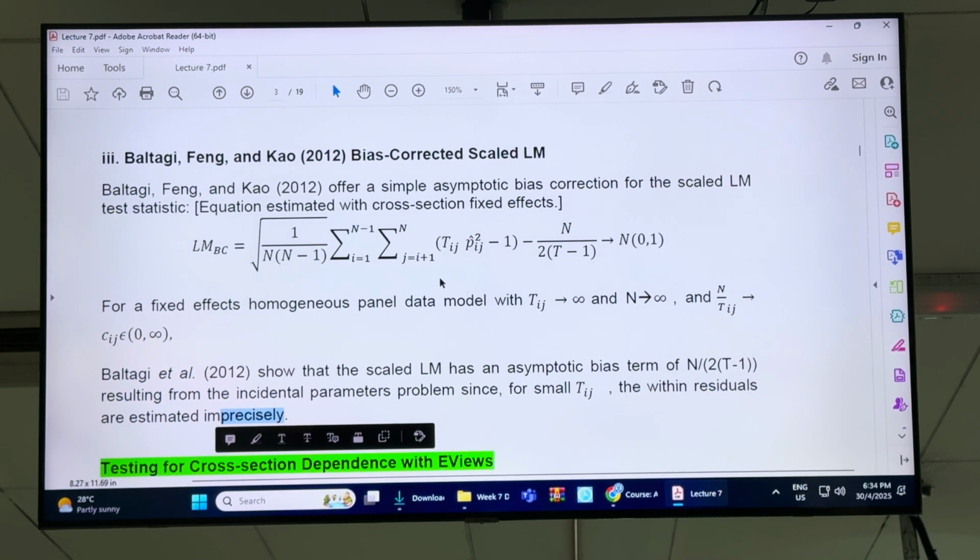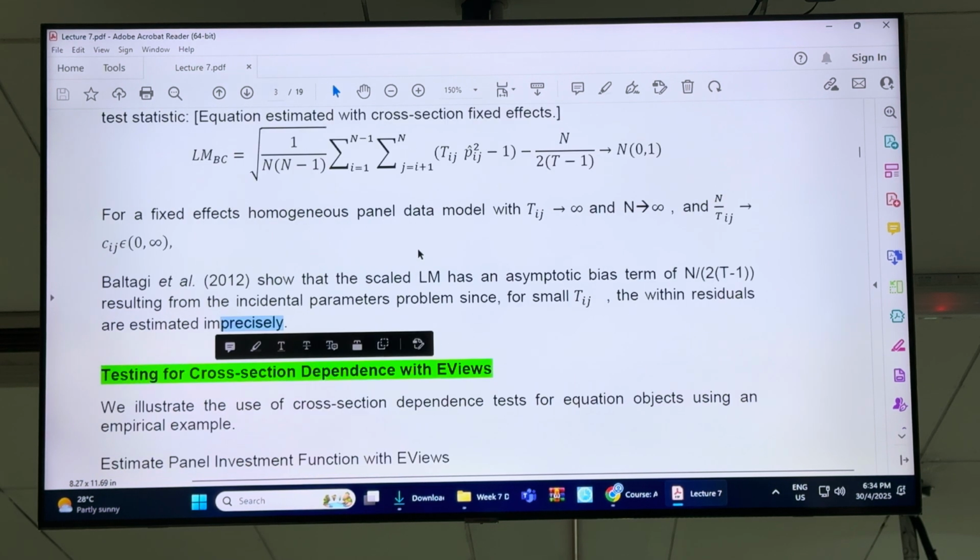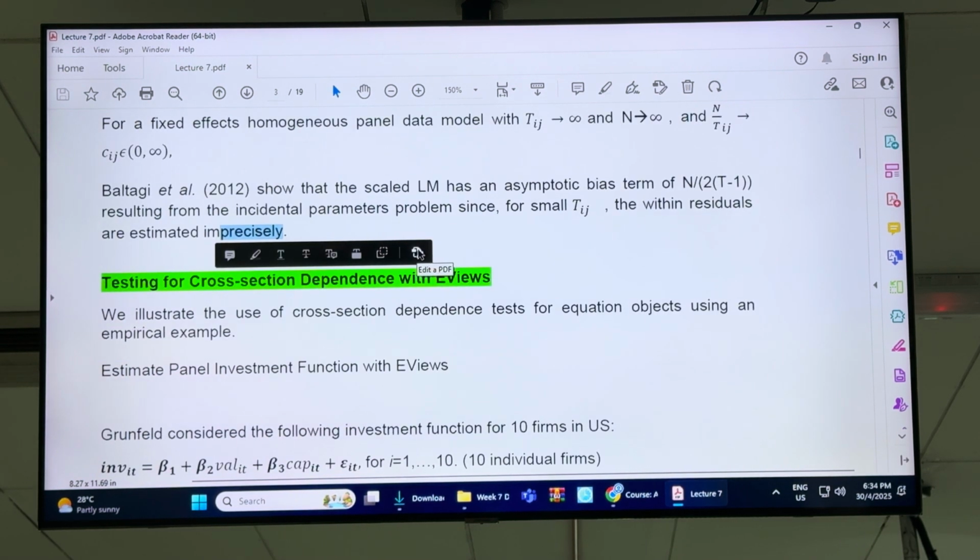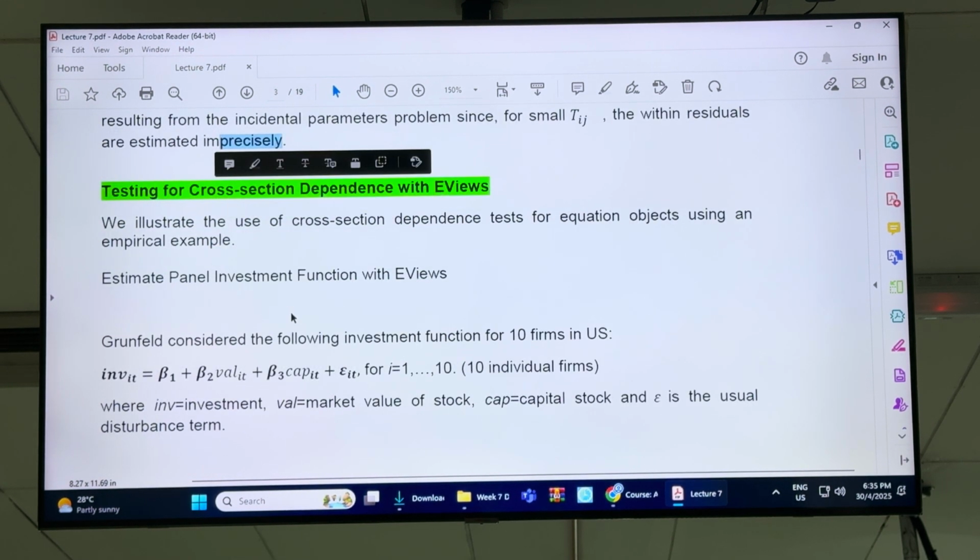So you can see the chronology, and nowadays there are also people trying to extend the Pesaran 2004 statistic, still a lot. So now let us try to apply it. Let us see whether we have cross-sectional dependence in our estimation or not.